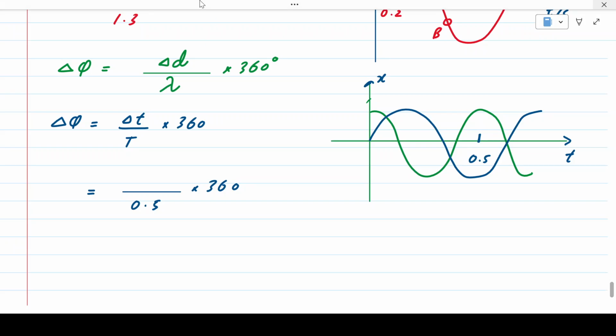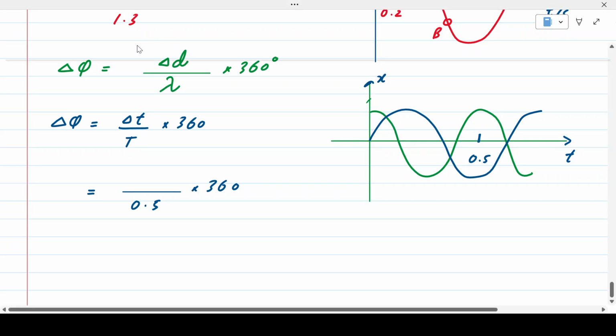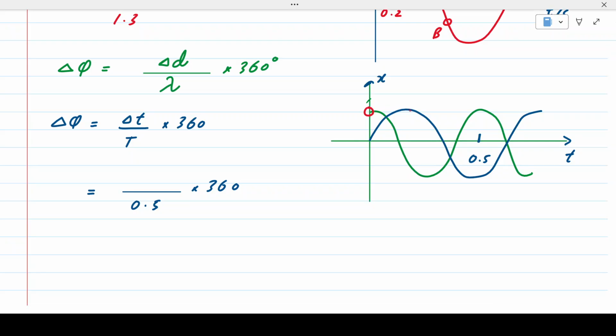What is small t? The difference between two corresponding points, consecutive two corresponding points. For example, the peak of the first one and the peak of the second one. What is the difference of time between these two? That is delta t. So I can assume, let's say this is your 0.18 for example. So that would be your delta t.